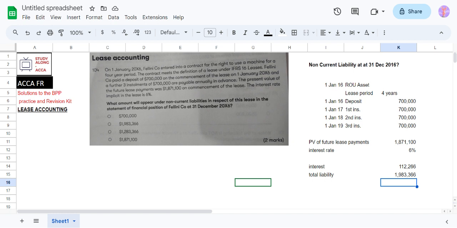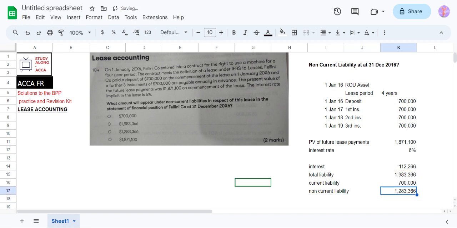Out of this, we will pay 700,000, the first installment, within 12 months, right the next day after the books close. So we are saying that on 31st December 16 and then on 1st January 17, we will pay 700,000. This will be our current liability because we are going to pay it within 12 months. And the remaining will be our non-current liability because we will pay it after 12 months.